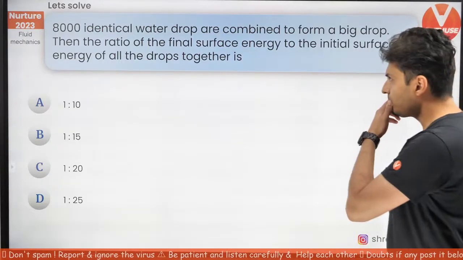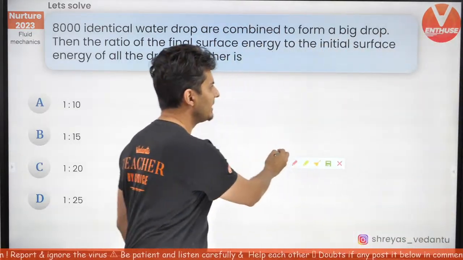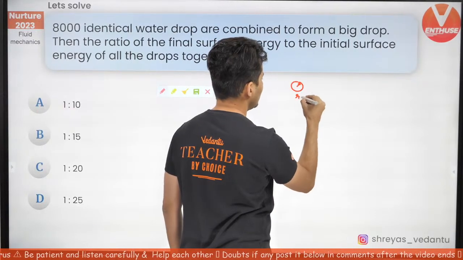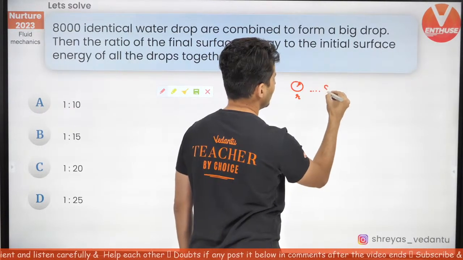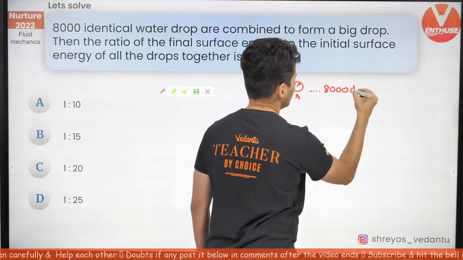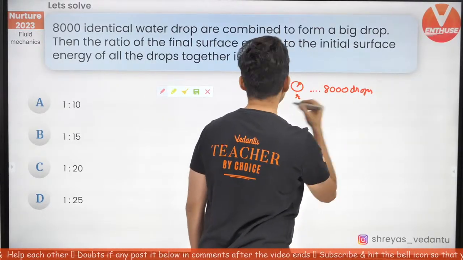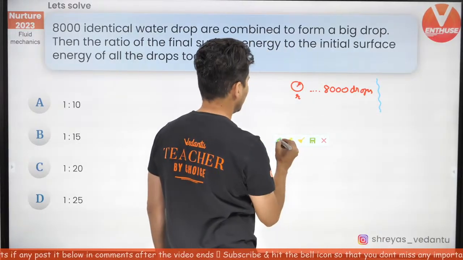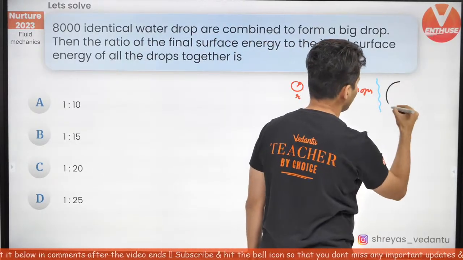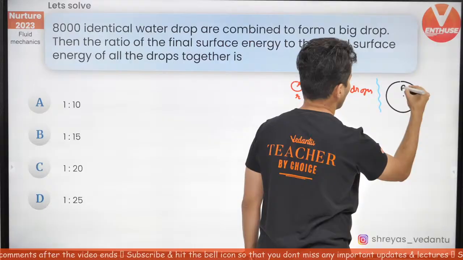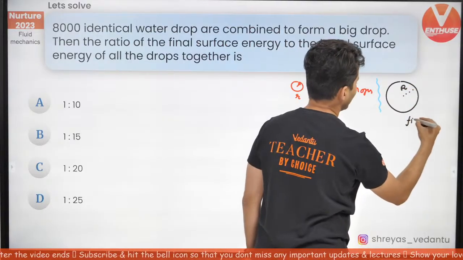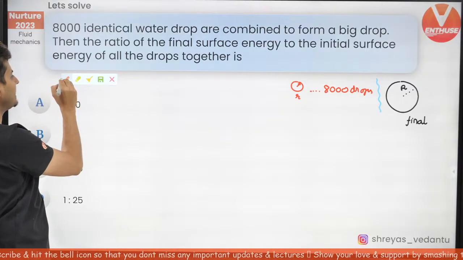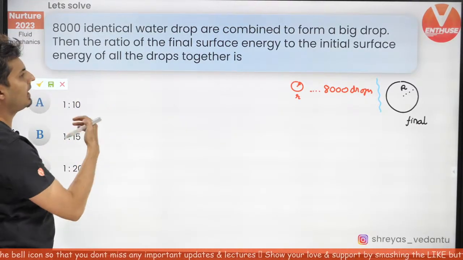First of all, there are 8,000 small drops, correct? So we have these drops, let's say each of radius r, and we have 8,000 drops. Eventually they convert into one big drop, let's say of radius capital R. So this is your final drop. Let's try to analyze what was the energy initially, what was the energy afterwards.